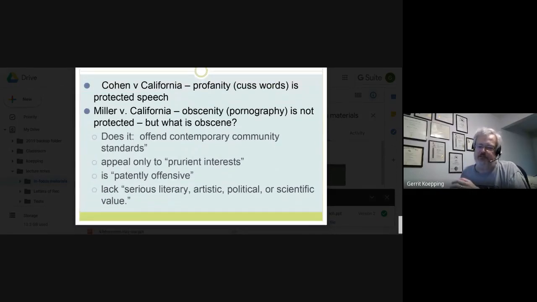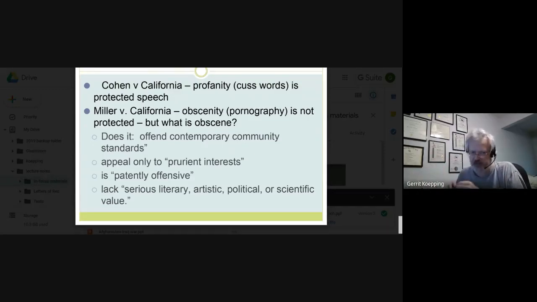Now, the other case is Miller versus California, and this case has to do with pornography, and the general rule is that pornography, or that obscenity, is not protected speech. But what is obscenity? And so the court basically created a standard for determining what is obscene speech and what is not obscene speech. So it's going to be protected if it's not obscene, it won't be protected if it is obscene.